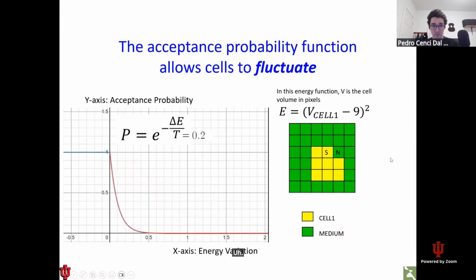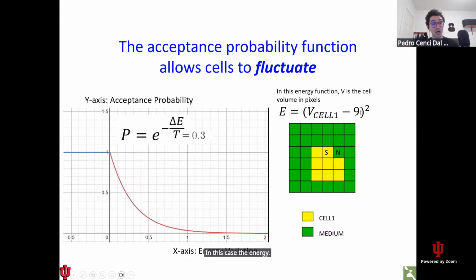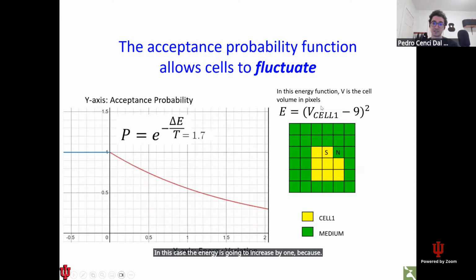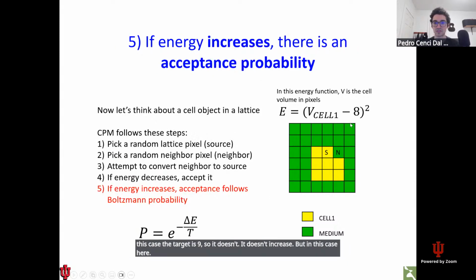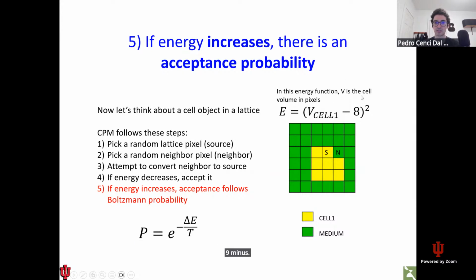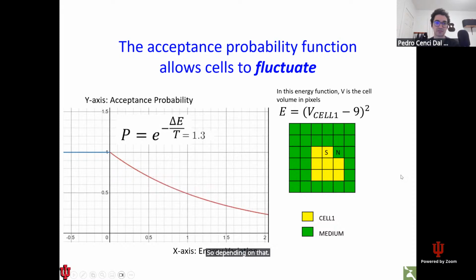Again, your acceptance function will depend on the amount of energy it increases by. In this case, sorry, the target is 9, so it doesn't increase. But in this case here, the energy of the cell is going to increase by 1. You have 9 minus 8, 1 squared is 1. And then multiplied by the lambda volume here, but our lambda volume in this example is 1. So depending on that, you may accept or reject a copy that increases energy.